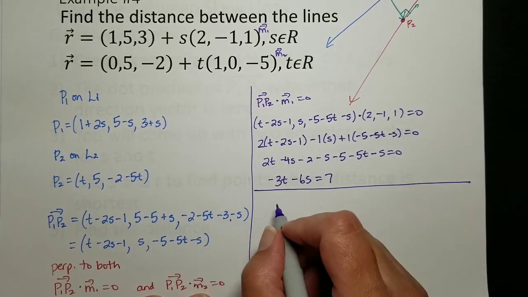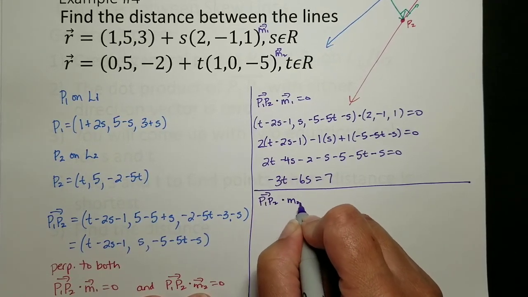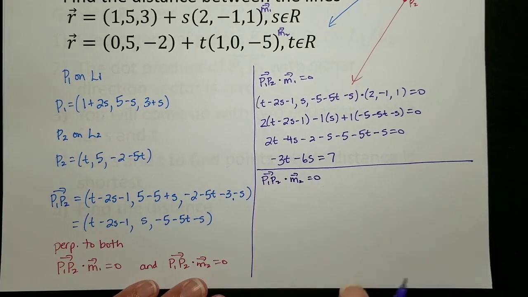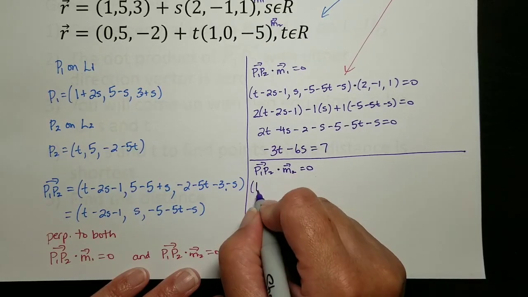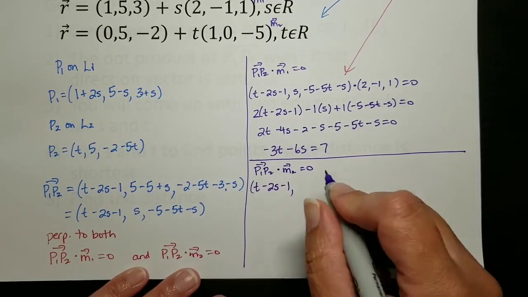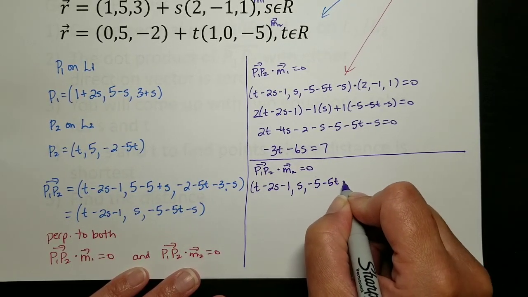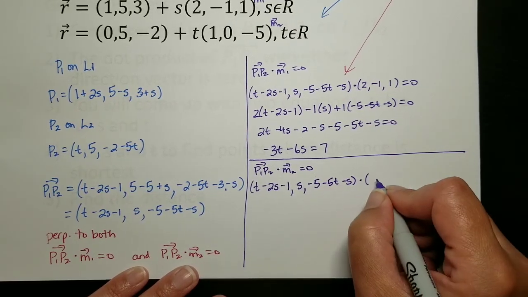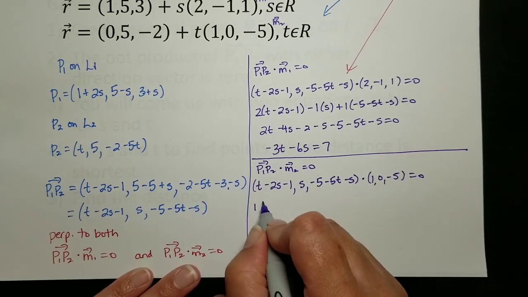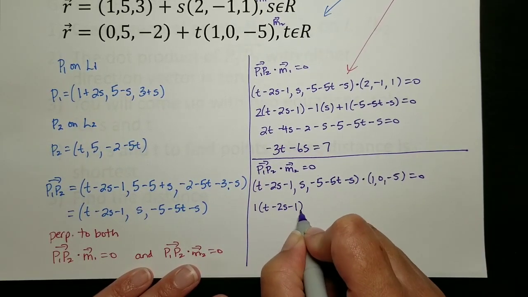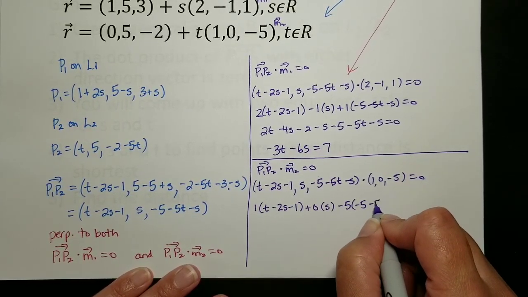And here, I'll use P1P2 dot M2 equals 0. This one is pretty involved to be able to find the distance between skew lines, but the process is hopefully pretty intuitive if you understand the relationship between those. So then I'll do the dot product with 1, 0, negative 5 equals 0. So I get 1 times this one plus 0 times s minus 5 times this stuff.